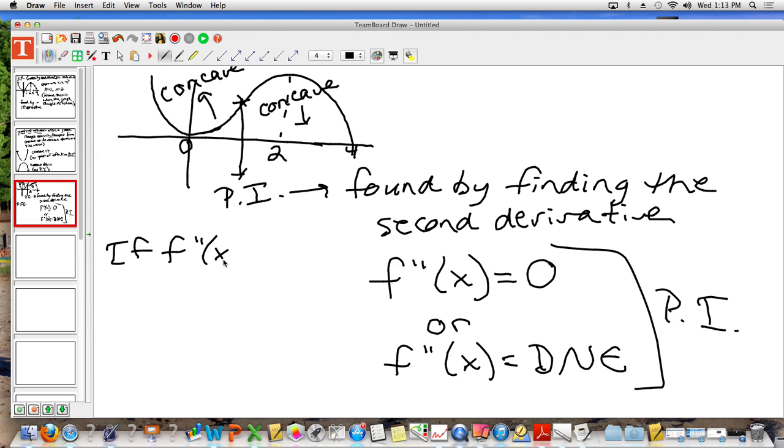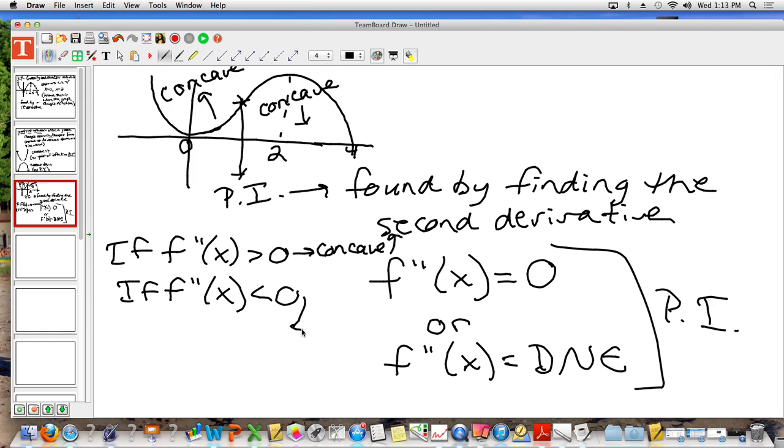All right, now a couple other things I just want to write down here quickly. If the second derivative is greater than 0, take a wild guess. Is it concave up or concave down? Up. It is concave up. And then when the second derivative of some x value is less than 0, it is concave down. So we're going to have to do those regions things again. If you get a negative number, it's concave down. If you get a positive number, it's concave up.